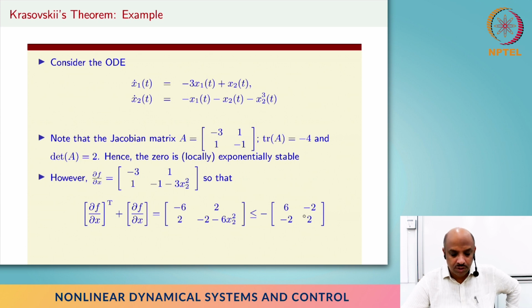How do I know? The trace is 8, and the determinant is 6 times 2, which is 12, 12 minus 4 is 8, right? So both trace and determinant are 8, and that's enough.